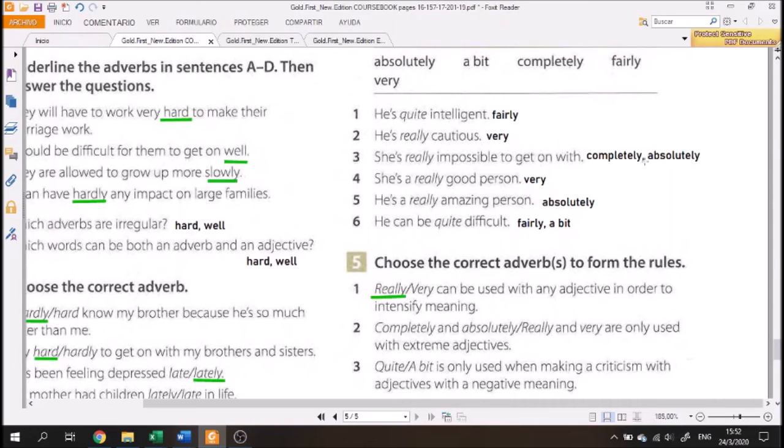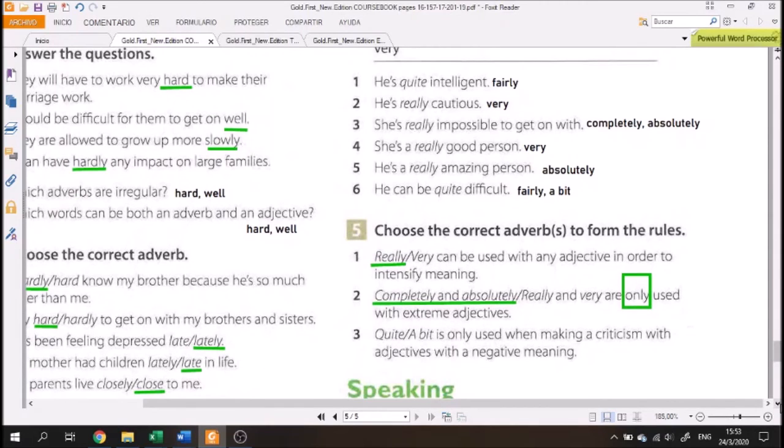If we have a look at number three, impossible is an extreme adjective. So we know that these two are only for extreme adjectives. Really and very can be used with any, but completely and absolutely only with extreme adjectives. Please remember that, only with extreme adjectives. And what about the third rule? Which one is only used when making a criticism with adjectives with a negative meaning? This one has got a negative connotation. A bit, yes, a bit has got a negative connotation.